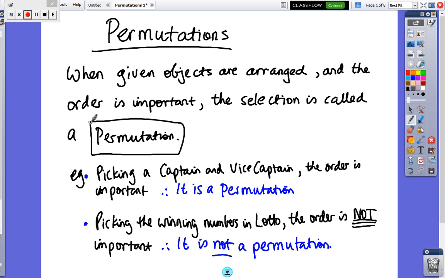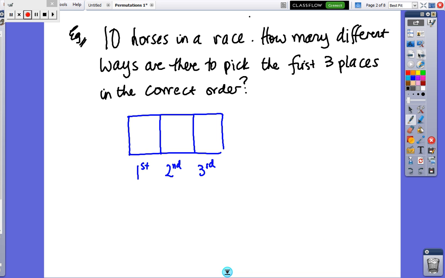For instance, if we're picking a captain and a vice captain for a team, the captain is different from the vice captain, and vice versa. So the order that you pick the people is important. So we call this a permutation. But when you're picking the lotto numbers and you've got 6 numbers, it doesn't matter whether the number you picked is selected first or selected last. As long as it's selected, you win. So in this particular case, it's not a permutation, and you'll find out later that's called a combination. Okay, so let's move on.